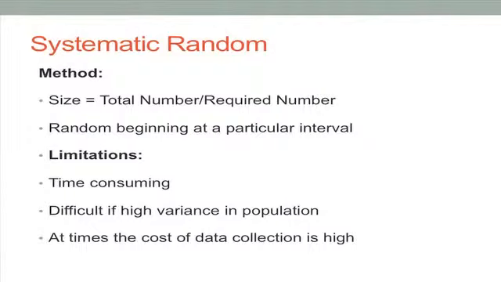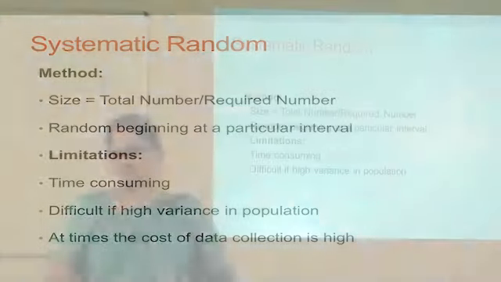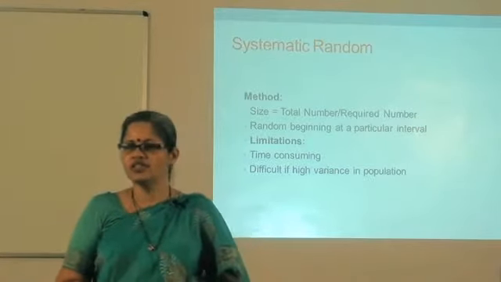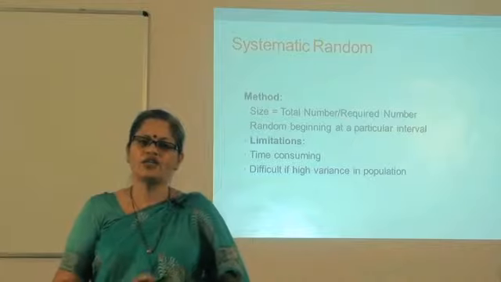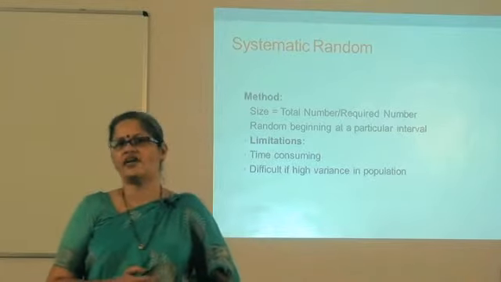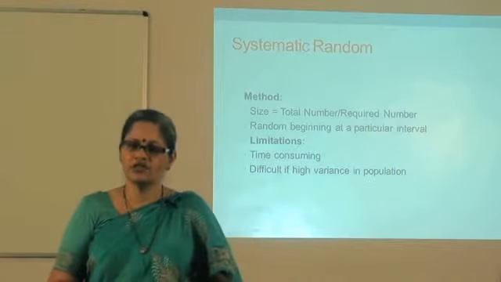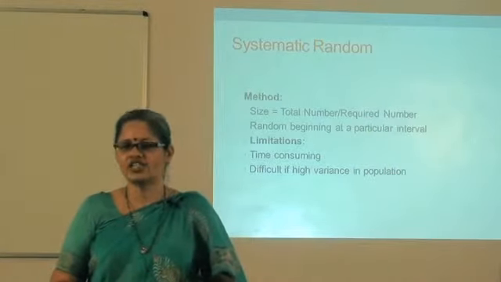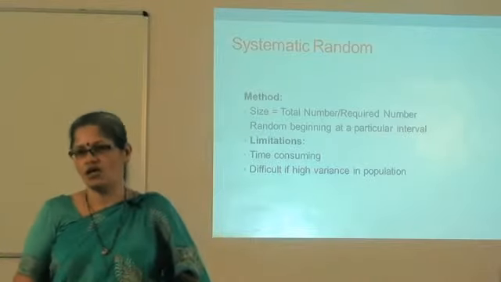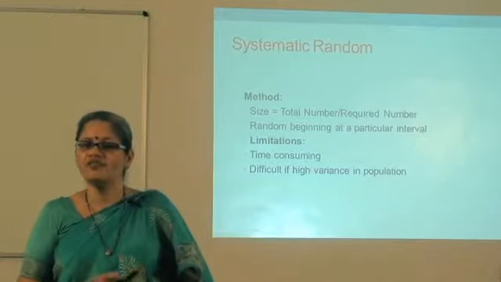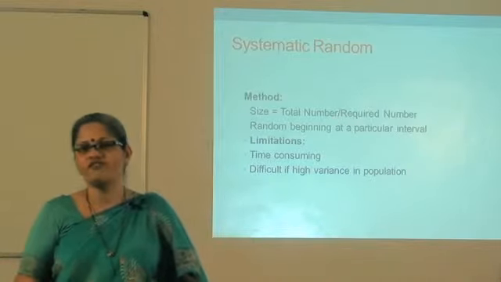It is again time consuming, difficult if high variance in population. Variance stands for variation. You must have heard about these two words, homogeneous and heterogeneous. Homogeneous denotes that the members of the population are almost similar in all the characteristics. And heterogeneous connotes that there is a lot of variation, a lot of variety in the population. So it becomes a limitation for systematic random sampling if your population has a lot of variation.